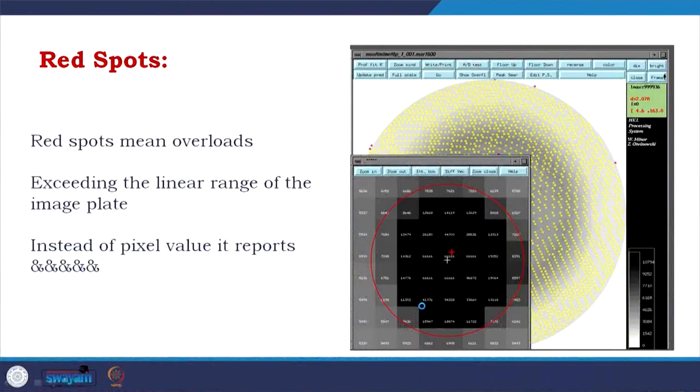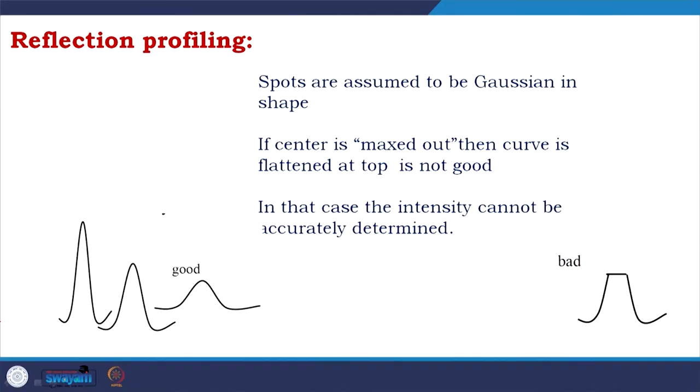And here, instead of a pixel value, what you will see is that it could not put it like that, and it reports with this sign. So, now you are looking at the spots and you want to modify them, but to do that, first you should have an idea about how the spots should be theoretically. So, that is called reflection profiling.